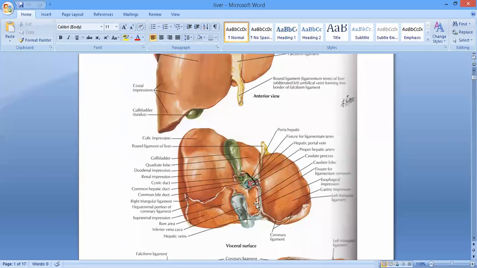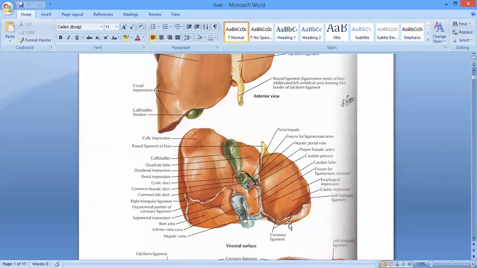ठीक है ना? So you can see this inferior surface, this posterior layer, it's going to be continuous along with the margin of the bare area, and then ultimately it is going to join the right layer of the lesser omentum. ठीक है जी? Is it clear?